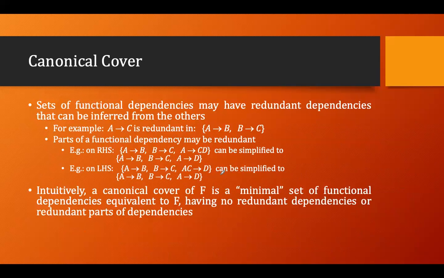So after looking for non-redundant cover, there is another concept which is called canonical cover or minimal set of functional dependency. Now, what is the meaning of non-redundant cover and what is the meaning of canonical cover? In the non-redundant cover, we look for any functional dependency which is duplicate. Now here in the canonical cover, we look for non-redundant cover.